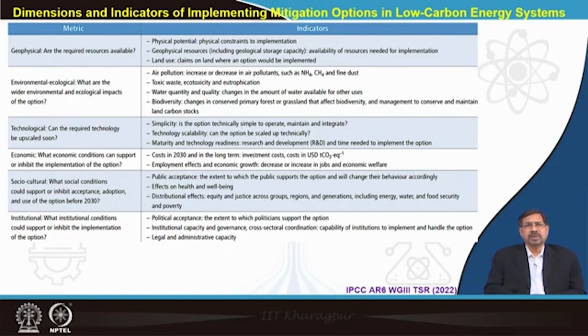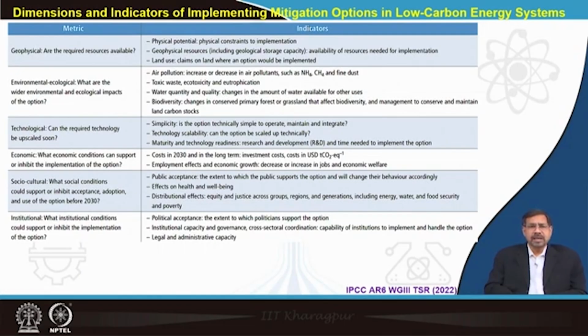In terms of the environmental and ecological challenges, what are the wider environmental and ecological impacts of this particular option? In terms of air pollution, yes, there could be increase or decrease in air pollutants such as methane and ammonia and fine dusts, toxic waste, ecotoxicity and eutrophication as we know. The water quality and quantity changes in amount and water availability for other uses, and coming to the most important point is the biodiversity change.